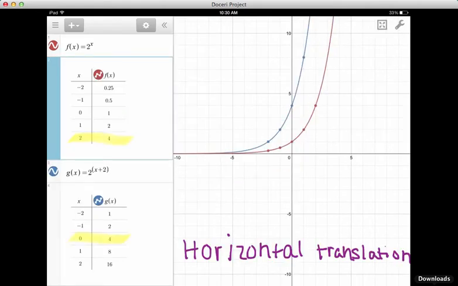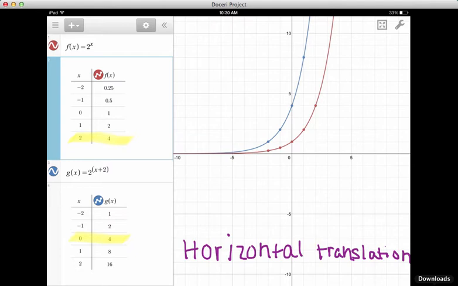Our new example here demonstrates a horizontal translation. If you look closely at the two functions, a constant is being added to the exponent only, not the whole function. This change to the exponent will cause the graph to shift horizontally rather than vertically.